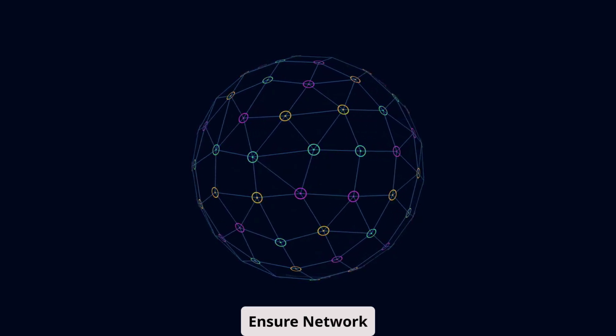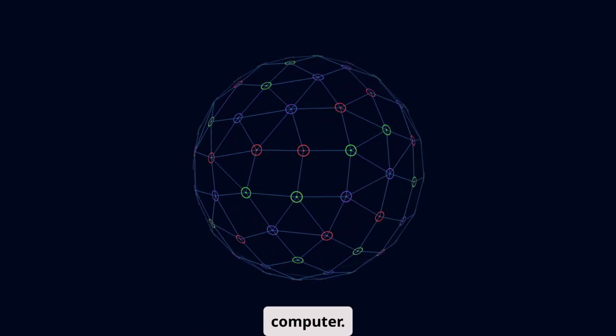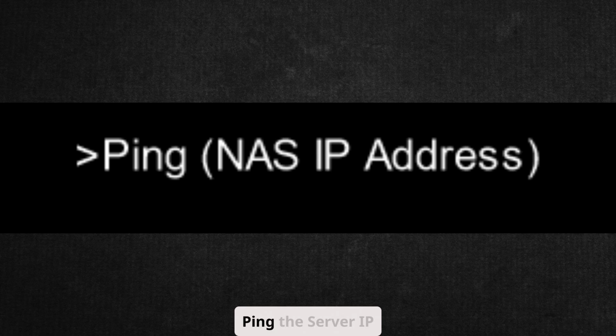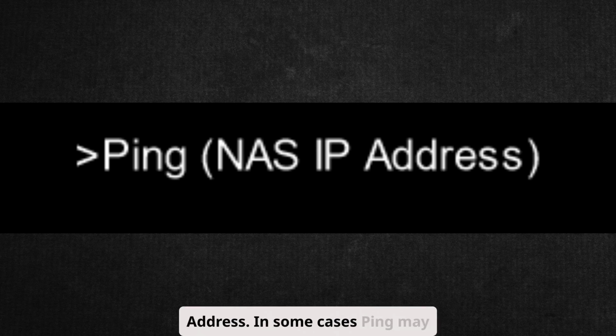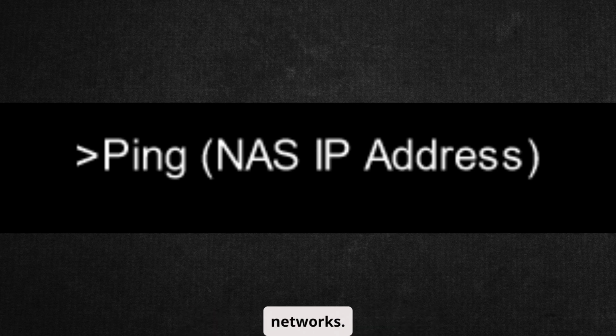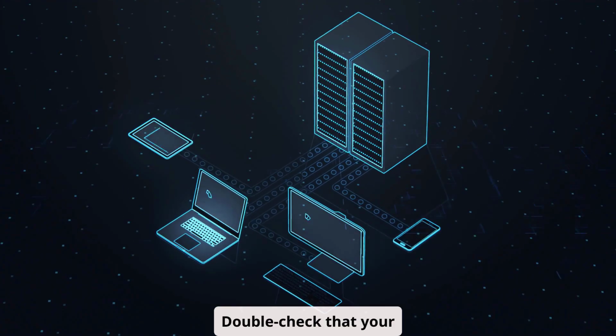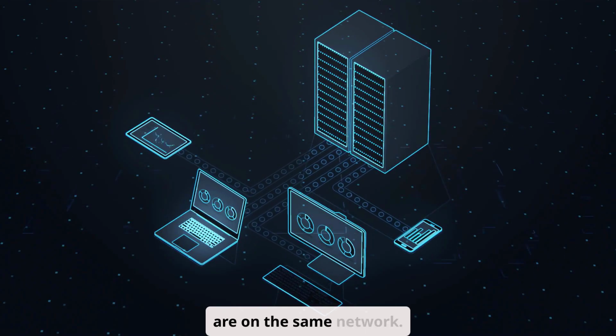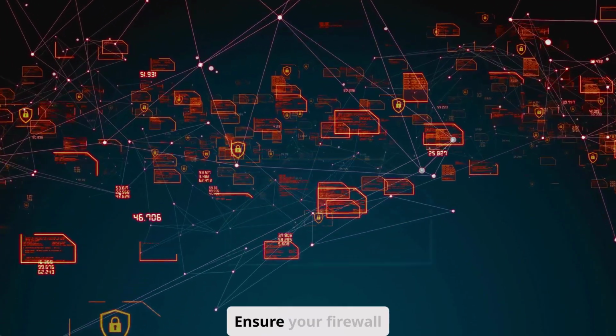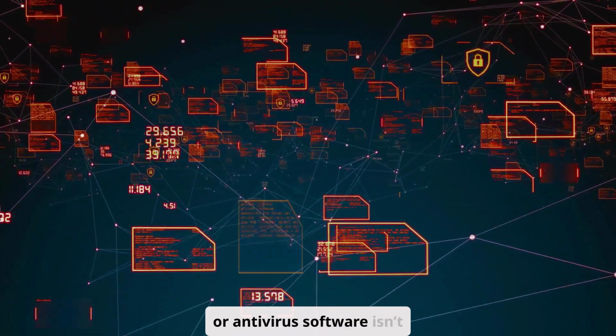Ensure network discovery is enabled on your computer. Ensure the user is actually logged into their account. Ping the server IP address. In some cases, ping may be disabled on some networks. Double check that your shared drive and PC are on the same network. Ensure your firewall or antivirus software isn't blocking the connection. Check that the server is currently powered on.